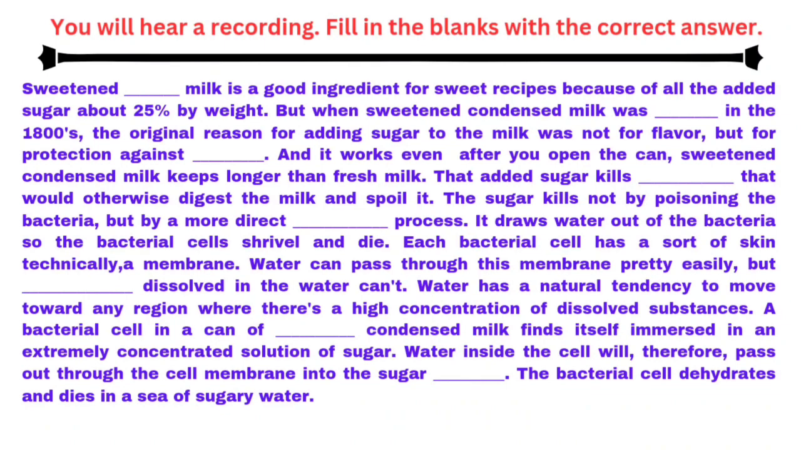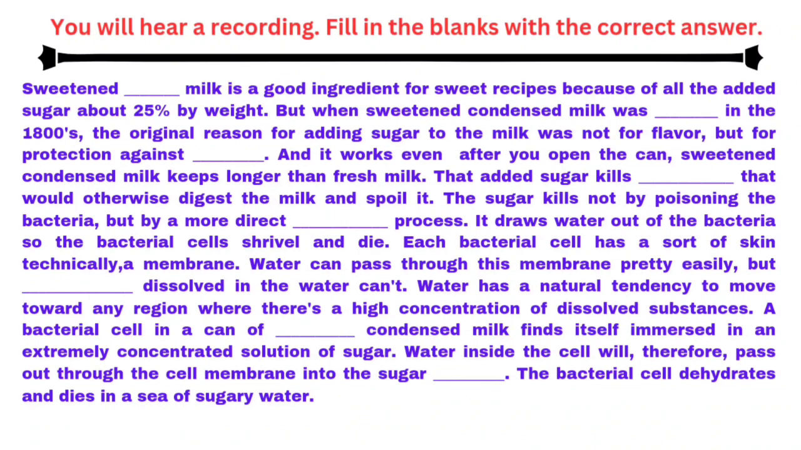The sugar kills not by poisoning the bacteria, but by a more direct physical process. It draws water out of the bacteria so the bacterial cells shrivel and die. Each bacterial cell has a sort of skin, technically, a membrane. Water can pass through this membrane pretty easily, but substances dissolved in the water can't. Water has a natural tendency to move toward any region where there's a high concentration of dissolved substances.